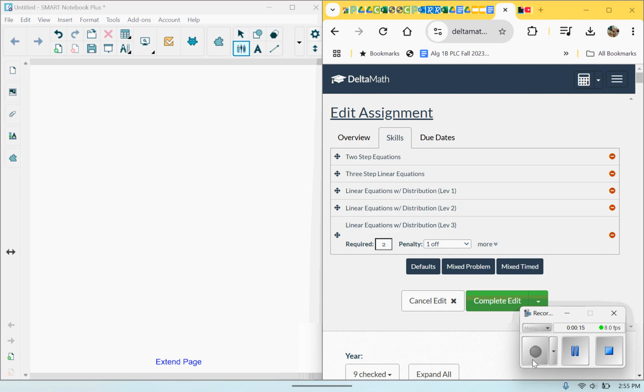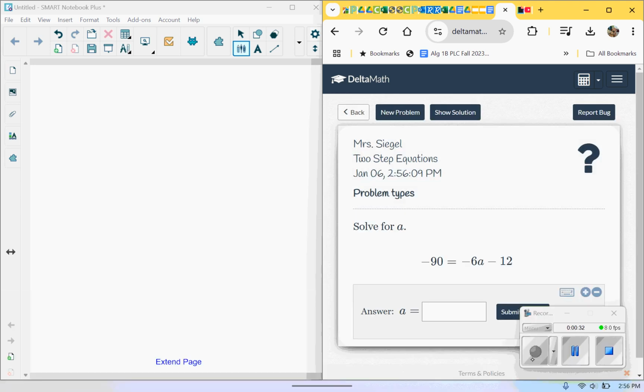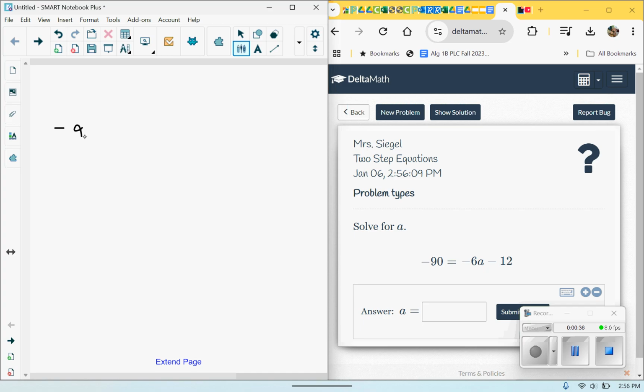Since you don't have your notes or anything, I thought it would be easier just to go through the Delta Math assignment with you. So I'm going to start. If you'll notice, there are 5 different objectives, so I'm just going to walk through each objective with you. So the step 2 equation, I'm just going to write this down over here.